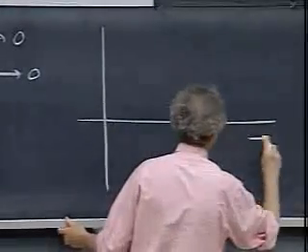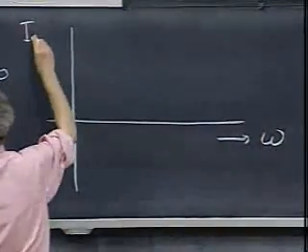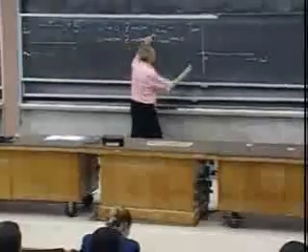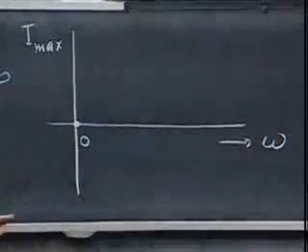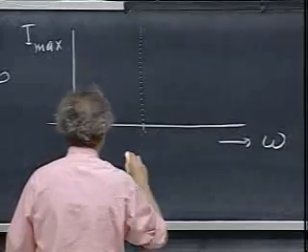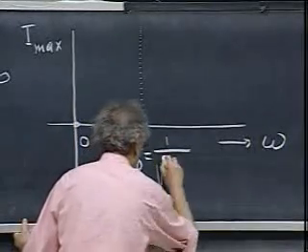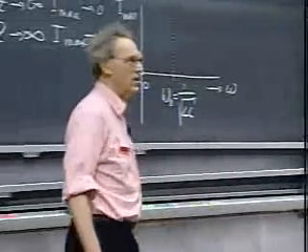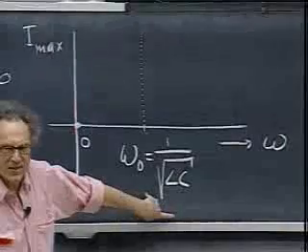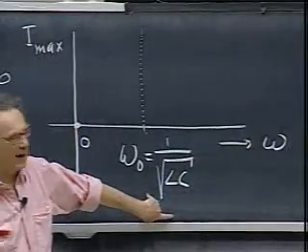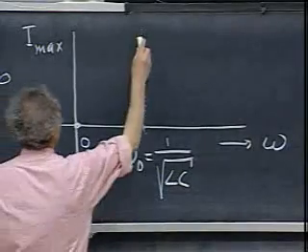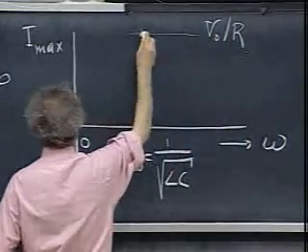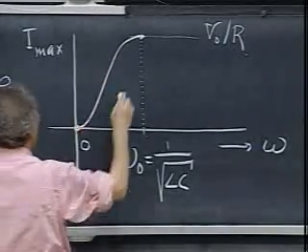So here is omega, and here is Imax. And we already agreed that when omega is 0, then Imax is 0. But when omega is very high, it's also 0. But when omega is at resonance, omega 0, which is 1 over the square root of LC, notice that R has nothing to do with the resonance frequency. It's really determined by L and C, because it's the x that you want to make 0, and x is only a function of L and C. At this frequency, we have a value here, which is V0 divided by R. And so the curve that you're going to see, which we call the resonance curve, is something like this.